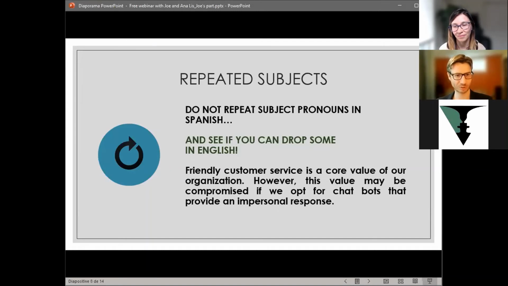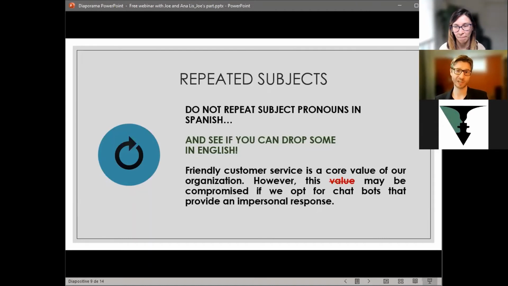Friendly customer service is a core value of our organization. However, this value may be compromised if we opt for chatbots that provide an impersonal response. You might think this doesn't read so poorly, right? But it's a little bit odd that we're restating this value. In fact, in the original source text, they didn't restate value. So I reintroduced it to show you what often happens in English translation, which is that we will reproduce the subject that's explicit in French, whereas in English, very often a this or that or these or those will do just fine. Once the subject is clear, we don't need to restate it in every sentence.